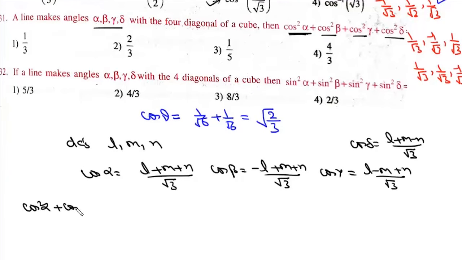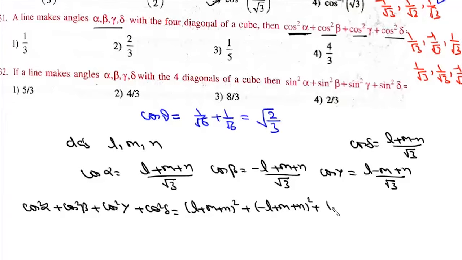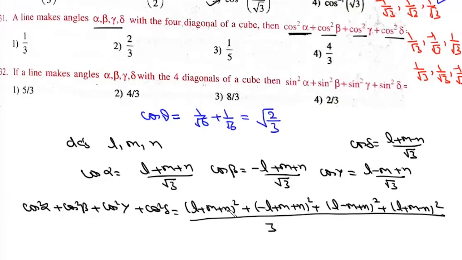cos square alpha plus cos square beta plus cos square gamma plus cos square delta, and it will be (L plus M plus N) whole square plus (minus L plus M plus N) square plus (L minus M plus N) square plus (L plus M minus N) whole square, whole divided by 3. Now L square plus M square plus N square is 1. So we'll get 1 from this, 1 from this, 1 from this and 1 from this, and then we'll get 2LM, 2MN, 2LN terms, and all these terms will cancel. So the value of this expression will be simply 4 by 3, and that's your option 4.